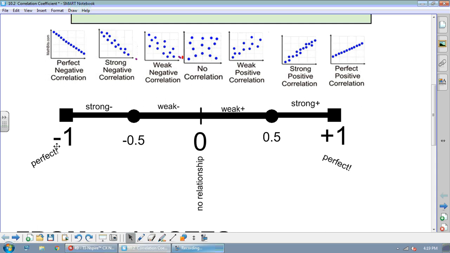like I just said, a -1 is absolutely perfect. That would mean that the points form an absolutely straight line with a negative slope. So this would be a perfect negative correlation. All the way to the right side, that would be a +1. That would form a perfectly straight linear line that has a positive slope. In between here, a strong negative correlation, it looks pretty negative and all the points are pretty close to being a straight line.